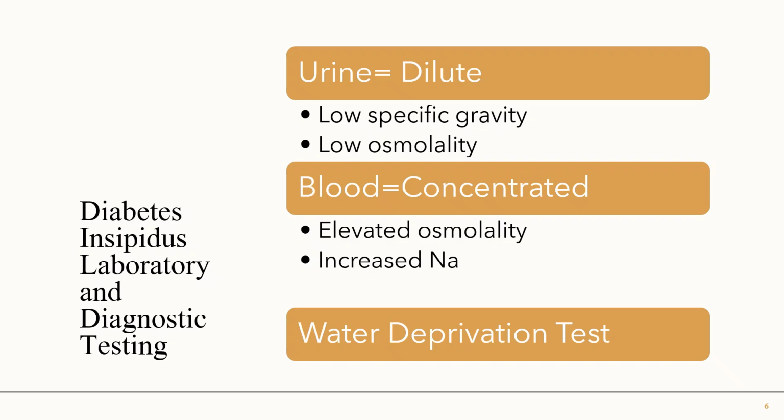The water deprivation test, also called the ADH stimulation test, is a simple and reliable way to diagnose diabetes insipidus. During the test, fluids are withheld to intentionally cause dehydration, while urine output and concentration are closely monitored. After this, a subcutaneous injection of vasopressin is given, which should cause the urine to become more concentrated. This would then increase the specific gravity and osmolality.